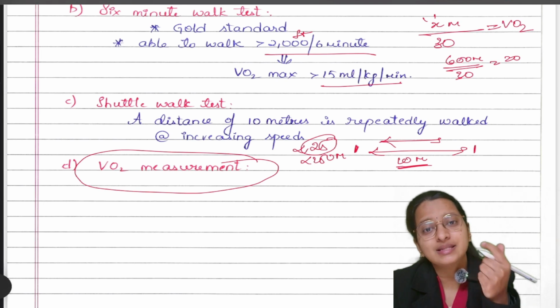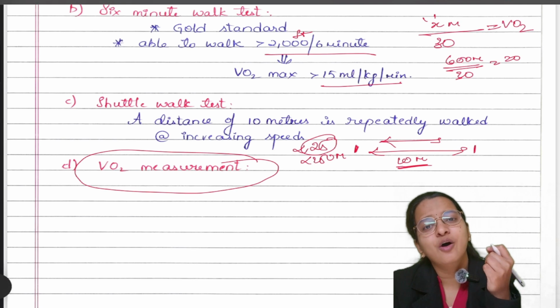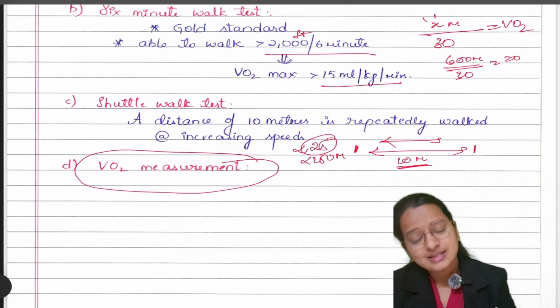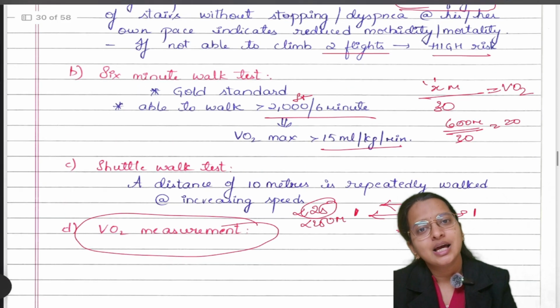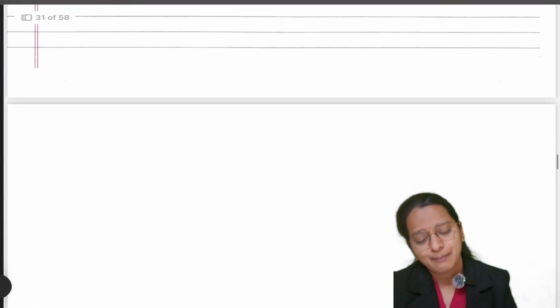Coming to VO2 measurement, it is a sophisticated technique, because we have to measure exercise ECG, exercise changes in heart rate, and the oxygen consumed by that person in 1 minute. So, this is a little bit difficult. In place of this, we measure by the 6-minute walk test, shuttle walk test, or stair climbing test.